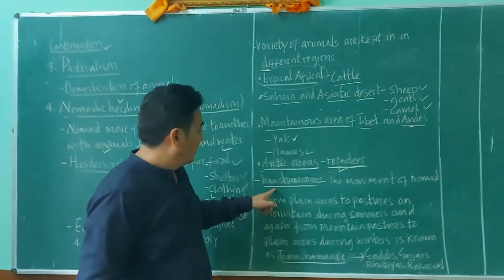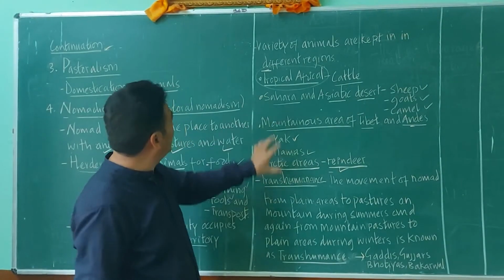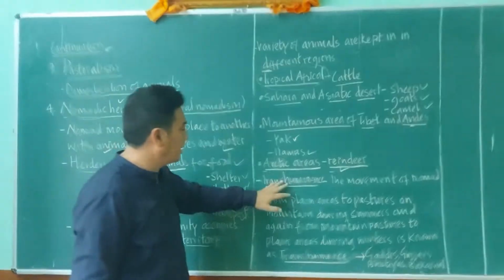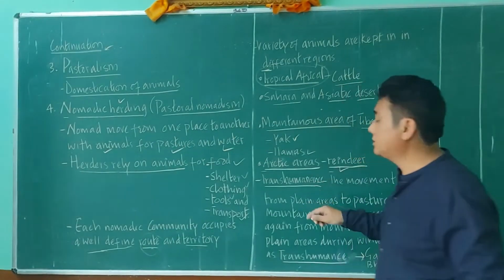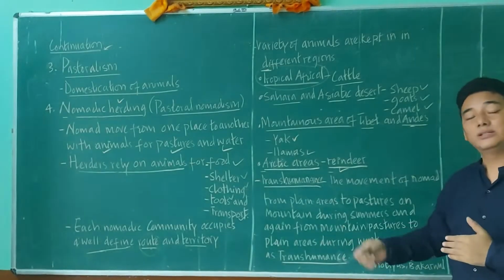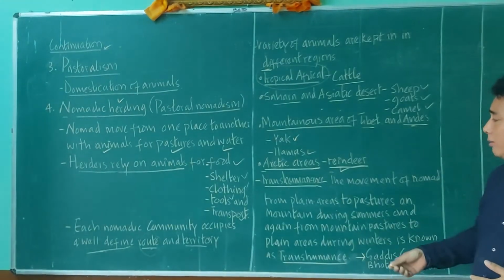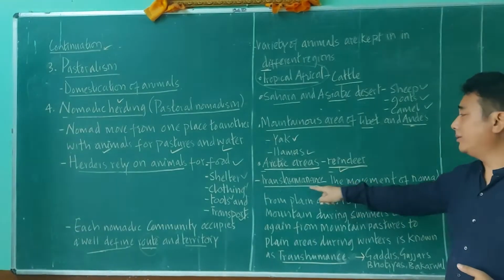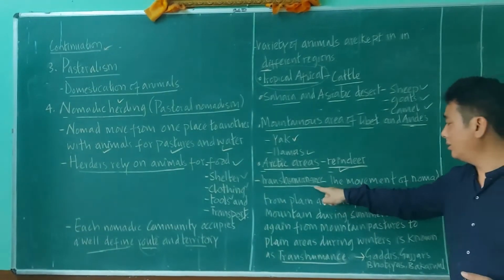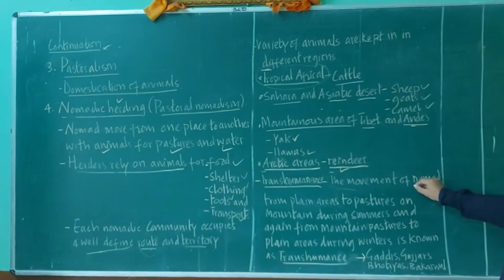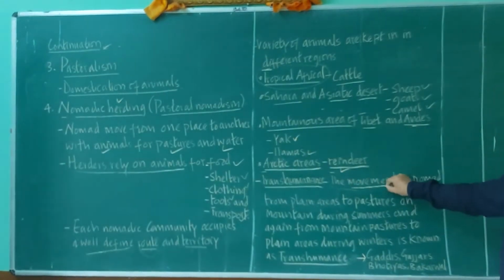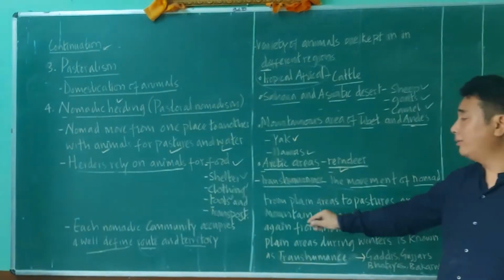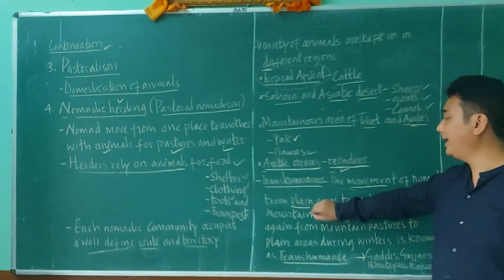Then transhumance. In pastoralism, transhumance is a concept that has been discussed in your textbook. What does this say? The meaning of transhumance is the movement of nomads. They will move from where? From plain areas.